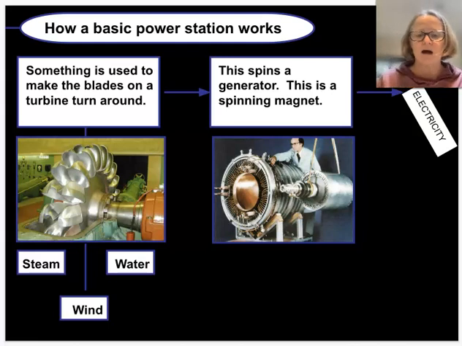So let's go back to our basic power station working. So we have water and wind as ways of turning the turbine. Let's have a look at ways to generate steam. So we can generate steam in a few different ways.